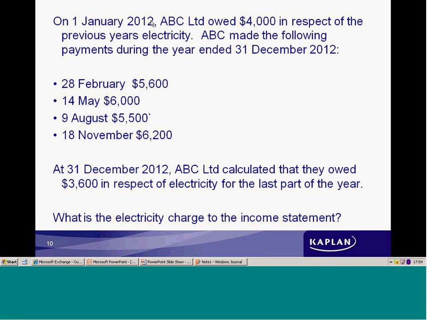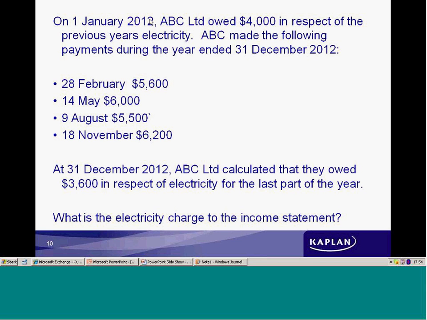It's saying that on the 1st of January 2012, ABC Limited owed $4,000 in respect of the previous year's electricity. So what I'm saying is they still paid the bill, but using that accrual concept, they will have had to account for that $4,000 in the previous year. That therefore means that that is an accrual brought down in the new financial year.